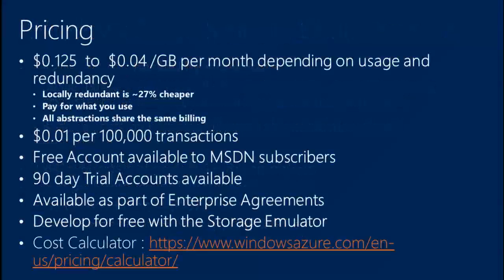So here's the pricing model for all the decision makers in the room. There's a calculator on the bottom if you care. Price is anywhere from 12.5 to, it's actually 3.7 cents per gigabyte per month, depending on usage and redundancy. Generally speaking, local redundancy, where you disable geo-replication, is 27% cheaper. As you use more, it gets cheaper. All abstractions stay the same billing, so a gigabyte in tables is the same as a gigabyte in blobs. 1 penny for 100,000 transactions.